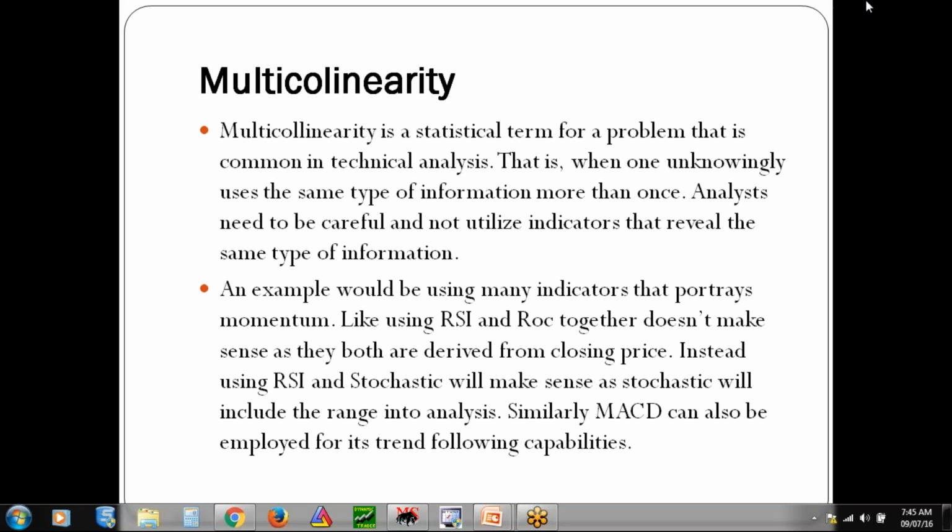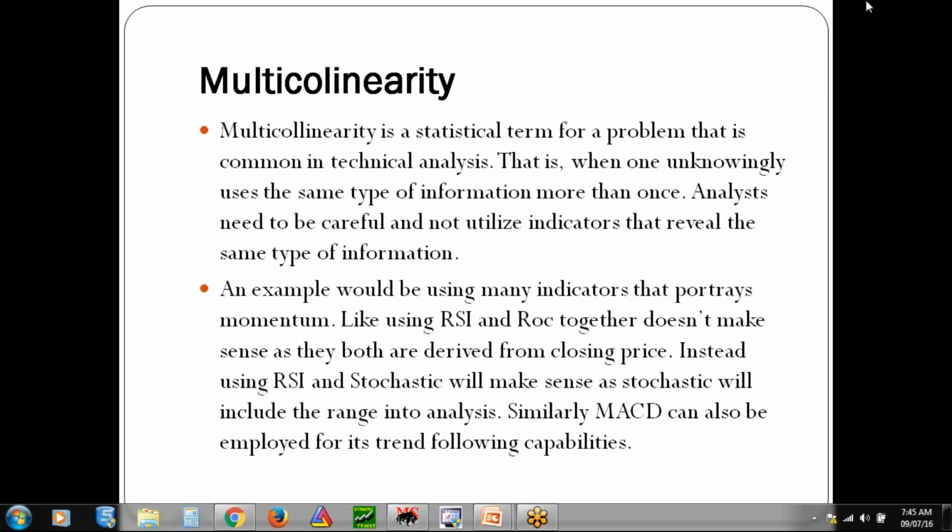Analysts need to be careful and not utilize indicators that reveal the same type of information. That means when you're using so many indicators at the same time, the stochastics, the RSI, the ROC, the percentage R, the CCI, these are derived from the price using similar concepts and similar formulas. It is not that when you're using so many indicators on your price chart, you're getting extra confirmation. No, it's not like that. They are telling you the same thing.